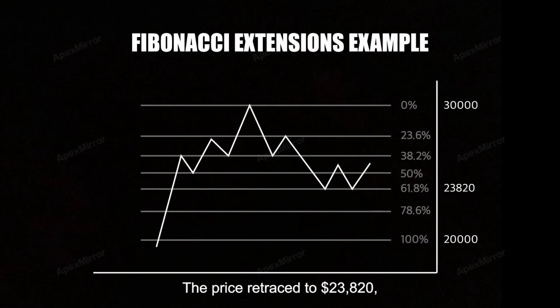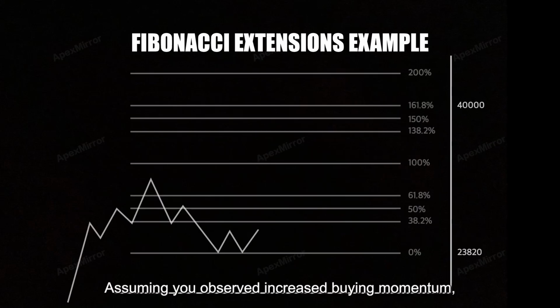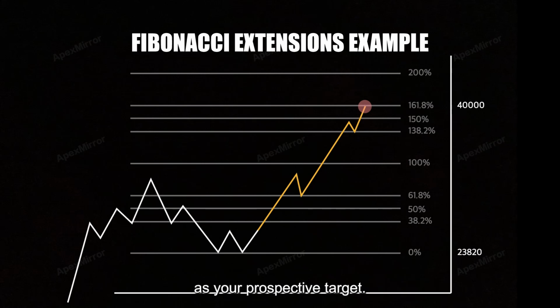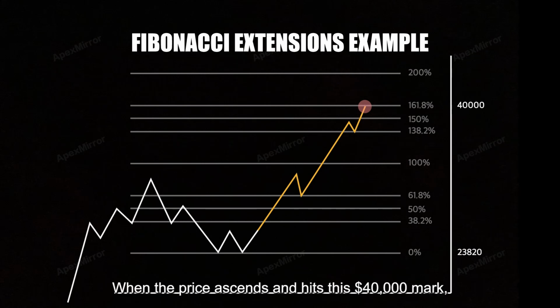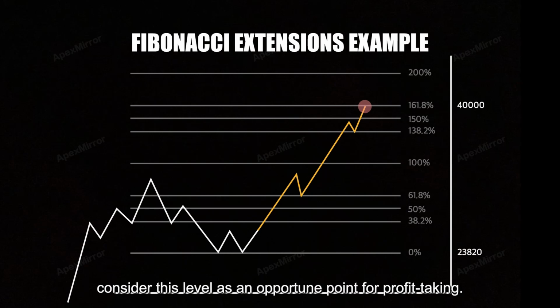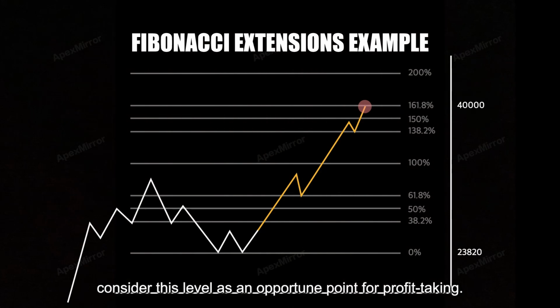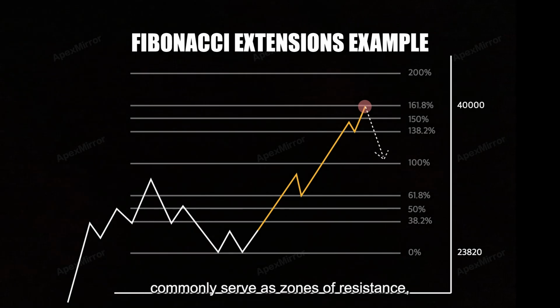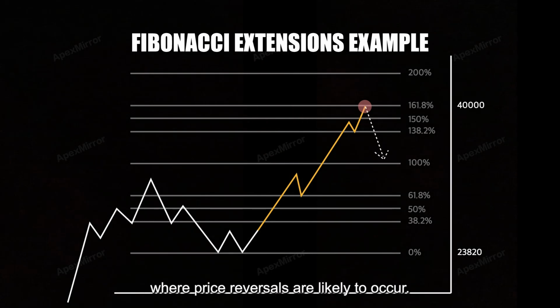Let's circle back to our previous Bitcoin example. The price retraced to $23,820, hitting the 61.8% retracement level. Assuming you observed increased buying momentum, you plot a 161.8% Fibonacci extension level at $40,000 as your prospective target. When the price ascends and hits this $40,000 mark, consider this level as an opportune point for profit taking. This is because Fibonacci extension levels commonly serve as zones of resistance, where price reversals are likely to occur.